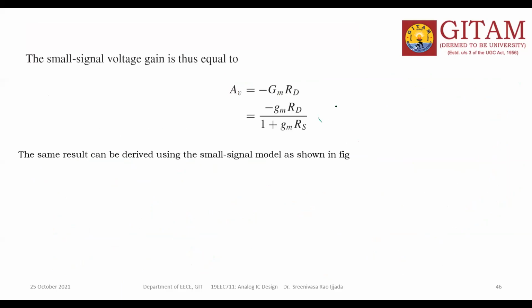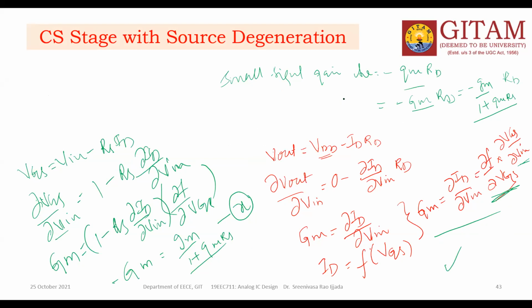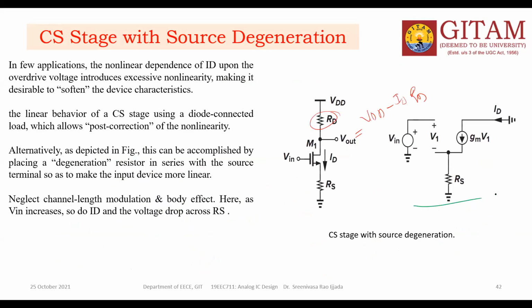The same result can be derived using the small signal model as shown in the figure. What is the small signal model? This is the small signal model. From this also you can do the same thing. We will derive it like here.